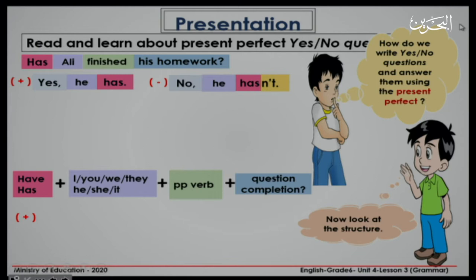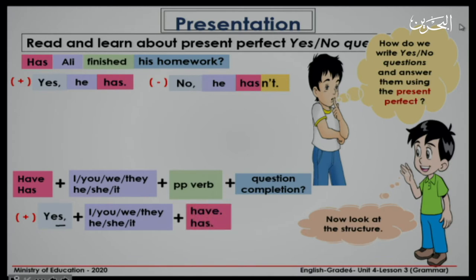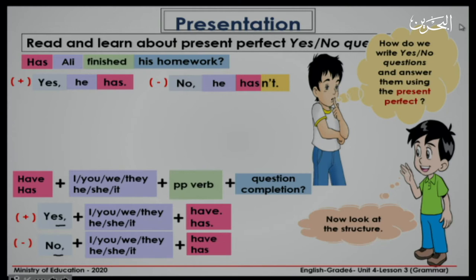Now to answer the question, for affirmative, you start by saying yes, and don't forget to write the comma. And then you write the subject. And finally, you write have or has. For negative, you say no, you write the comma, and then you write the subject. And then you write have or has. And finally, because it's negative, you will write not. So you can write has not or have not. Or you can say haven't or hasn't.